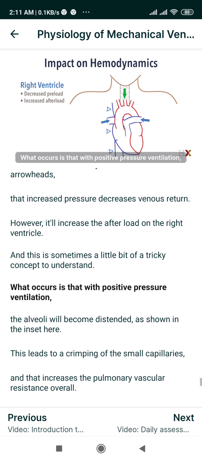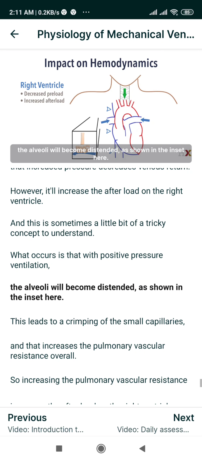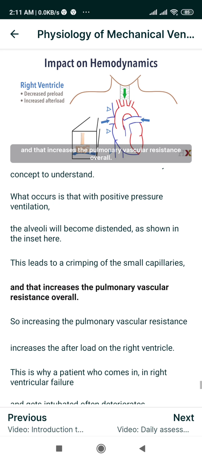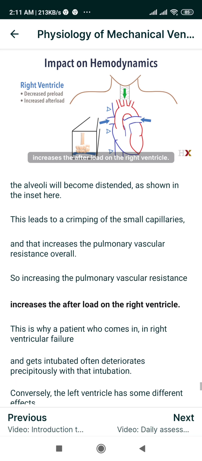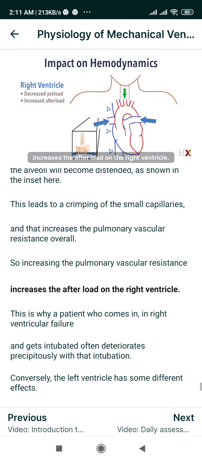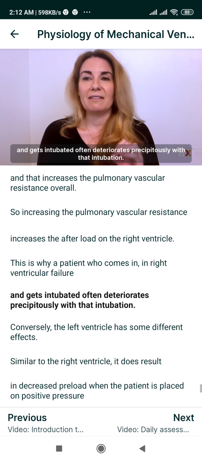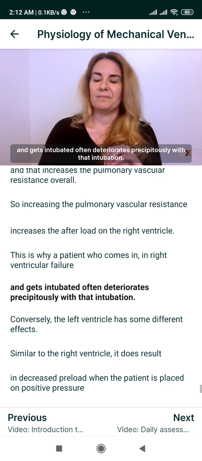What occurs is that with positive pressure ventilation, the alveoli will become distended, as shown in the inset here. This leads to a crimping of these small capillaries, and that increases the pulmonary vascular resistance overall. So increasing the pulmonary vascular resistance increases the afterload on the right ventricle. This is why a patient who comes in right ventricular failure and gets intubated often deteriorates precipitously with that intubation.